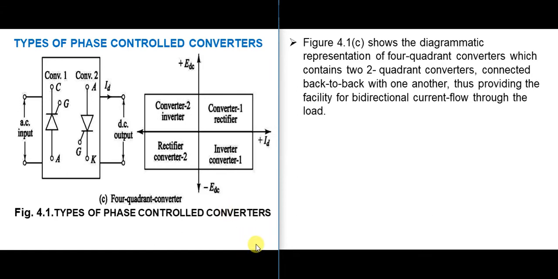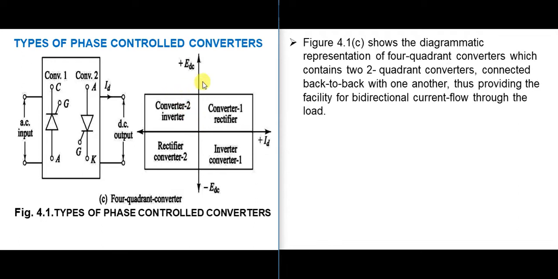In figure C, it is a diagrammatic representation of a four quadrant converter, and it contains two quadrant converters connected back to back with one another, thus providing the facility for a bidirectional current flow through the load. We can see in this diagram, it acts as a converter in the first quadrant, where we will have only the positive voltages. Then in converter 2, when it acts as an inverter, we will have current in the negative direction but voltage in positive. In the rectifier, third quadrant, and inverter again the fourth quadrant.